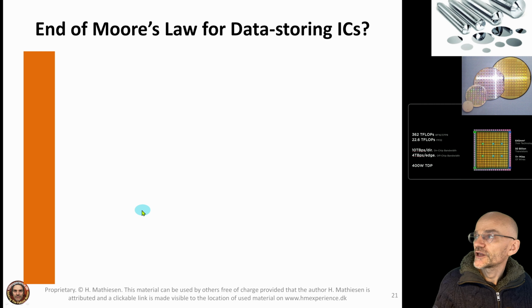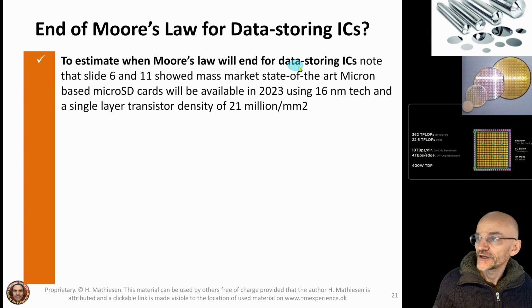Okay, to estimate when Moore's law will end for data storing ICs, we can first note that at slide 6 and also 11 above, they showed that these state-of-the-art Micron-based micro SD cards will be available in 2023, and they'll be using a 16 nanometer tech, and that implied a single layer transistor density of 21 million transistors per square millimeter. That's a little bit odd, because why do data storing ICs use a more old, out of date, you could say, nanometer technology than the processing ICs?